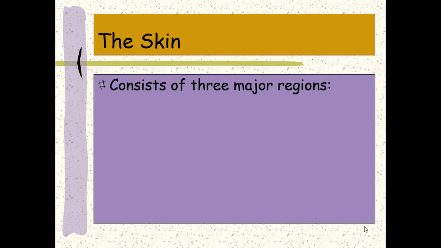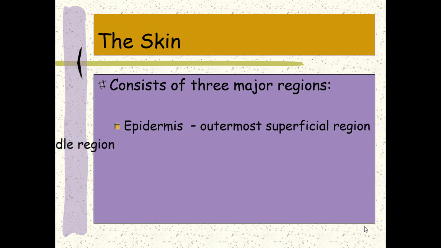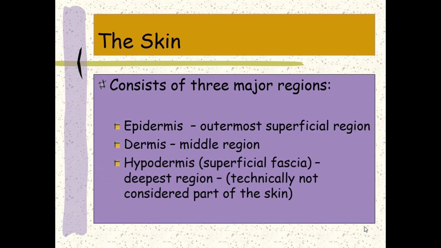And the skin technically really consists of 2 major regions. You'll see in just a second. We say that it consists of 3, just to try and keep things easy. We have the epidermis, which is that outermost superficial region, the dermis, which is that middle region, and then we have the hypodermis.